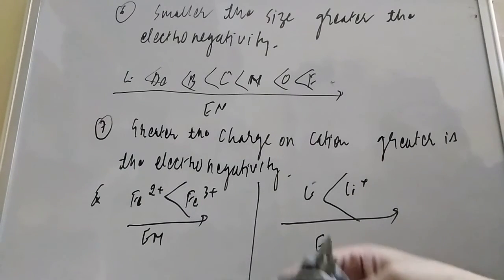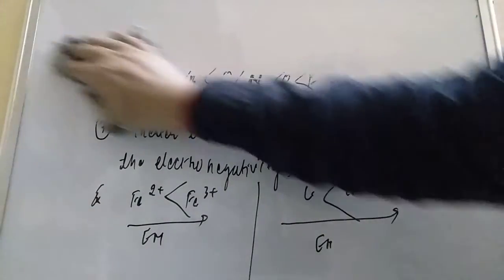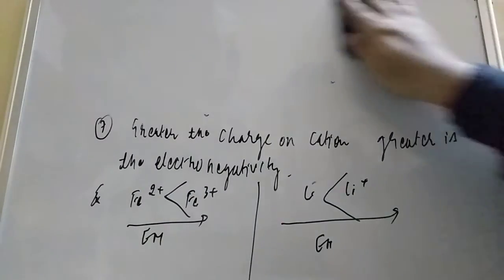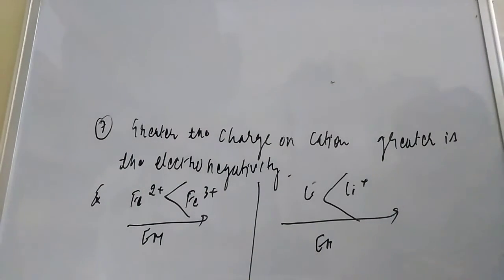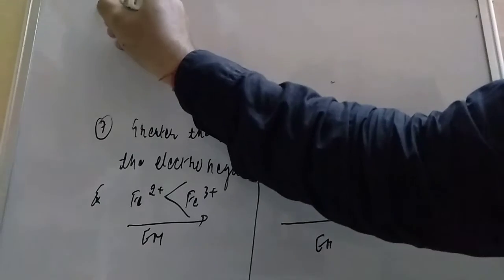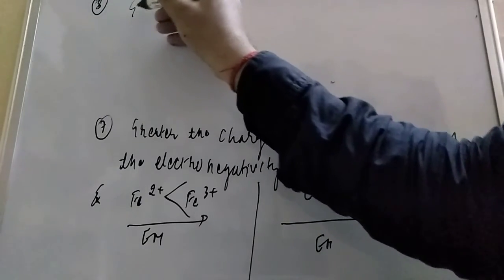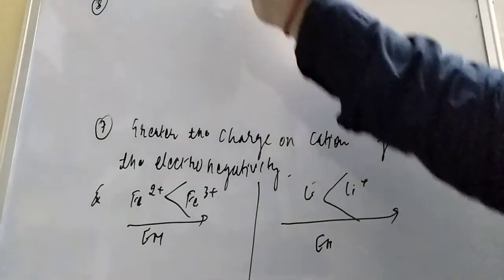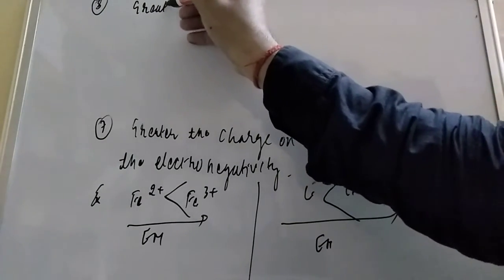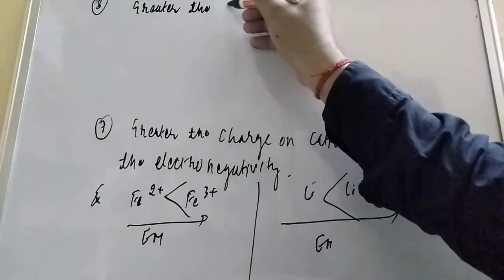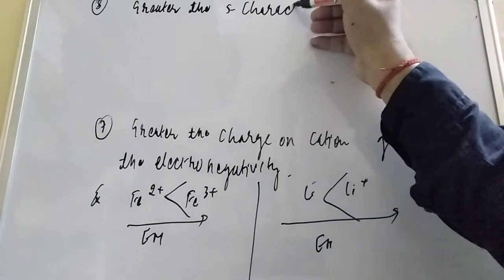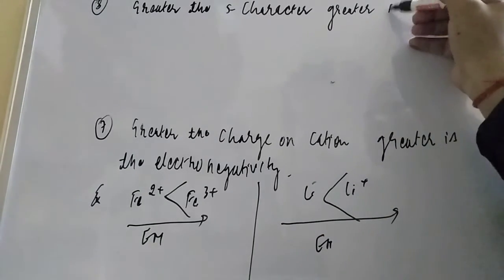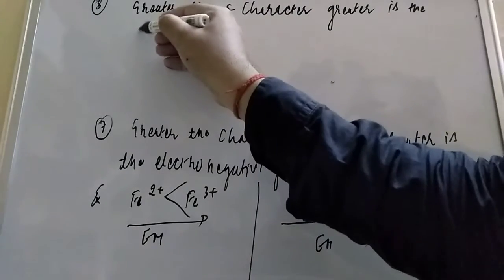The next point is very important for determining the acidic character, student. Electronegativity also depends on the S character. That is point number 8 for electronegativity: greater the S character, greater is the electronegativity.